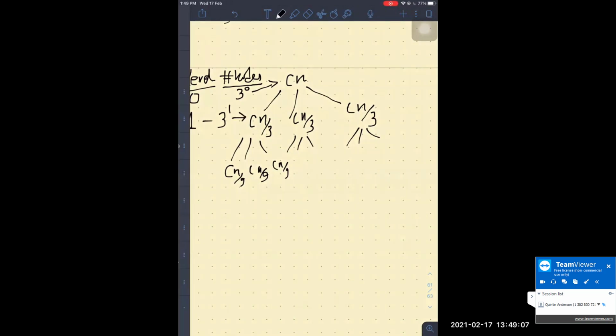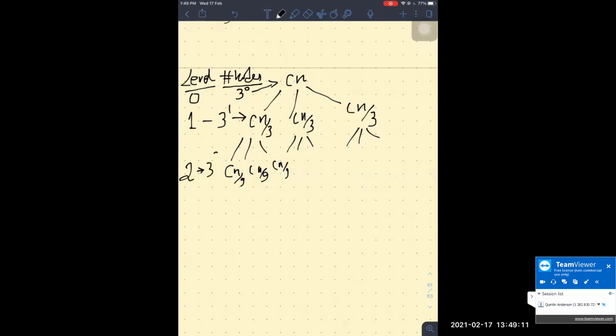And for the second level, next level we will get 3 to the power 2 nodes. So is it clear how we are getting the number of nodes and the level? Is this part clear? Yes.